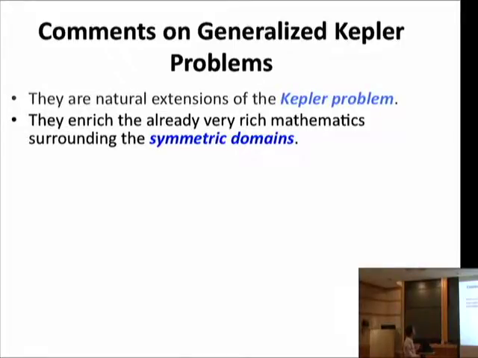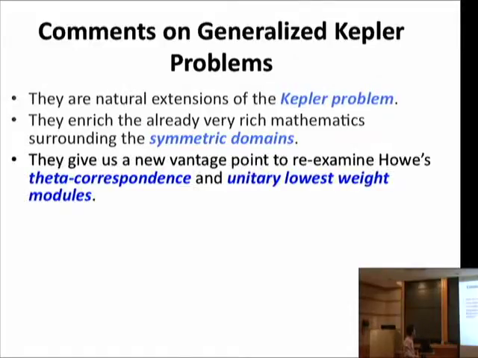It is already very rich mathematics surrounding the symmetric domain. The simplest symmetric domain is the upper half plane. For each of these Jordan algebras, there is a corresponding symmetric domain of tube type associated to it. And that gives us a new vantage point to re-examine Roger Howe's theta correspondence and unitary lowest weight modules.